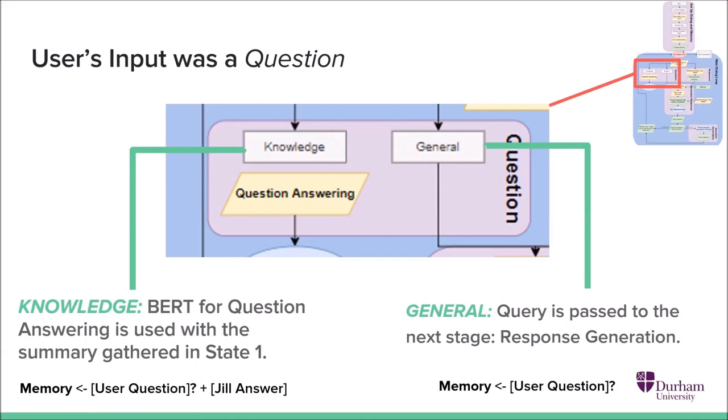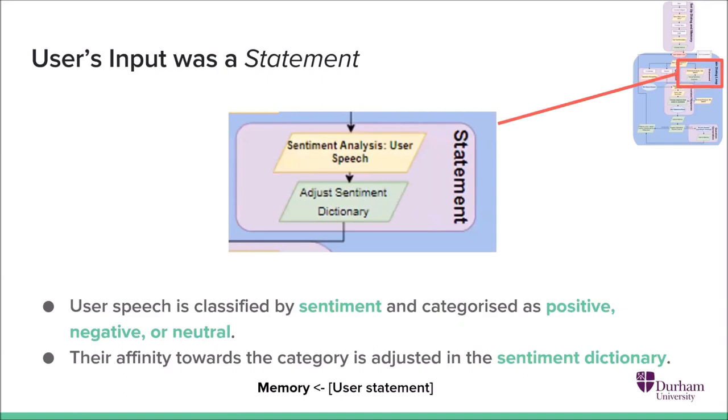If it was a general question, for example, how are you? What do you think of the weather today? We store the user's question and we pass on the query to the dialogue generation stage, where it will be answered. If the user's input was a statement, we perform sentiment analysis on it, and we adjust the sentiment dictionary for that category in the direction of the user's sentiment, whether this is positive, negative, or neutral. And the user's statement is stored into memory.